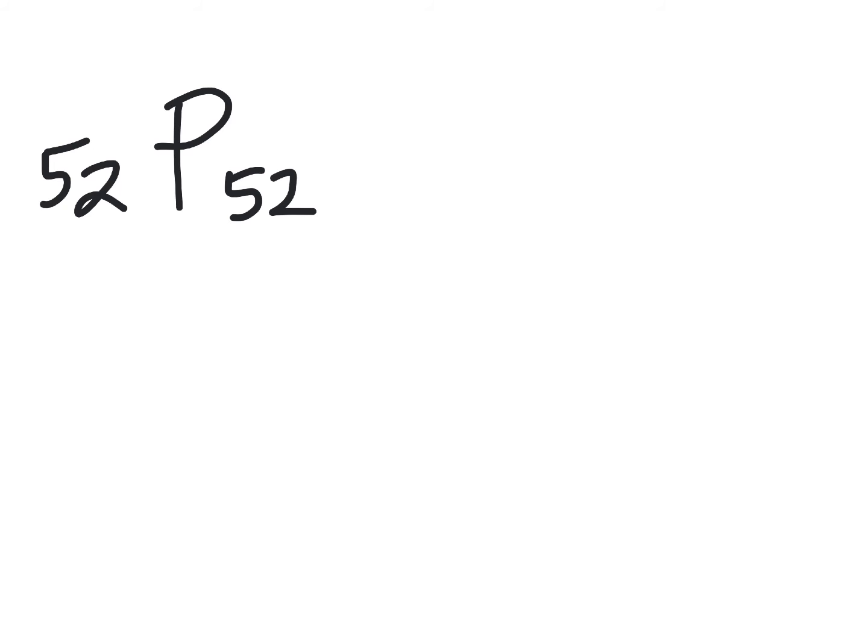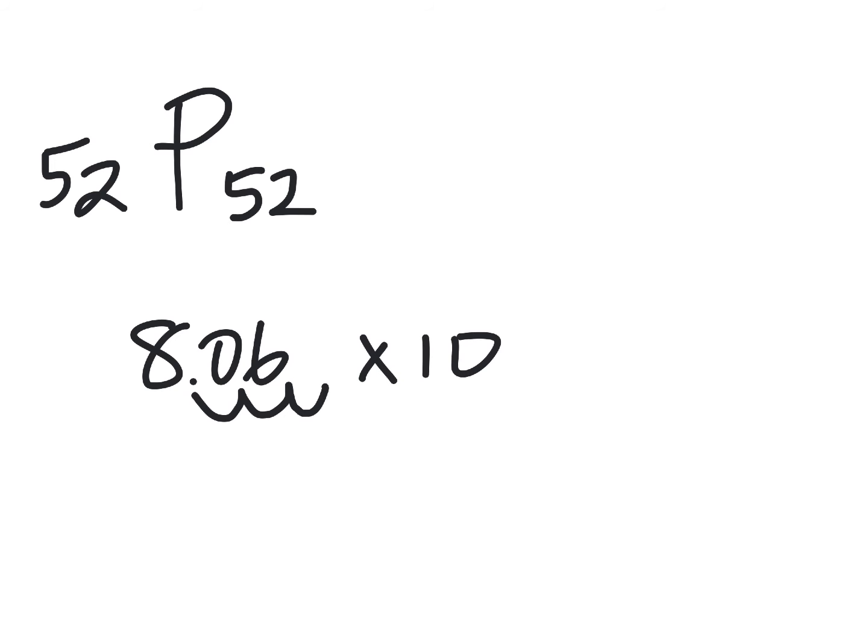It's going to be big. Yes? 8.06 times 10 to the 67th. Now I have to move that decimal 67 spots over. I won't even be able to write that many zeros. That's what that means. That is so many different ways to shuffle a deck of cards. Just one deck of cards.